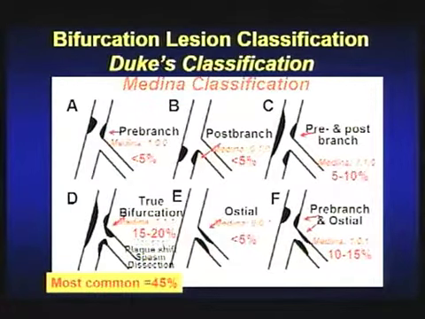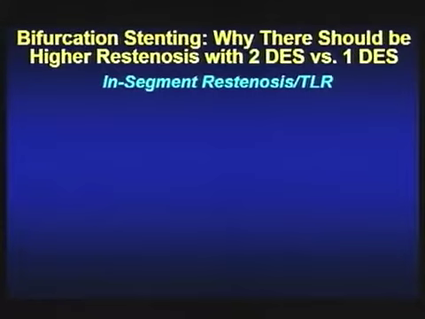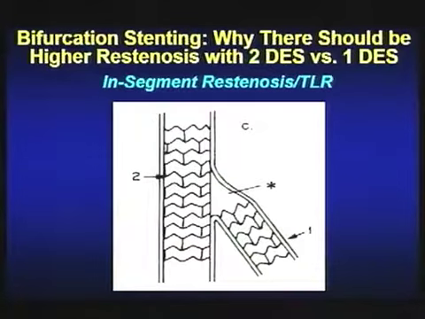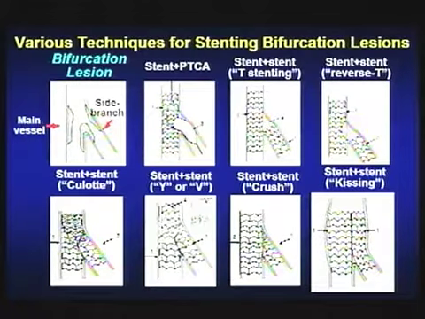How can we take care of these cases appropriately so that the side branch does not close? One of the issues I always point out, which we learned from our earlier DES trials, is that when you put a stent in the side branch and skip and miss the ostium, the uncovered area comes back with restenosis. So we also learned that if you're putting a stent in the side branch, you better cover the ostium, and that led to the evolution of various stent techniques: culotte, V, Y, crush, or kissing.